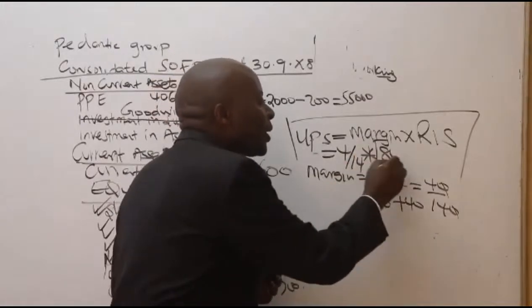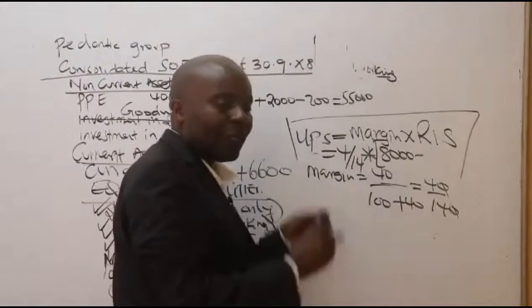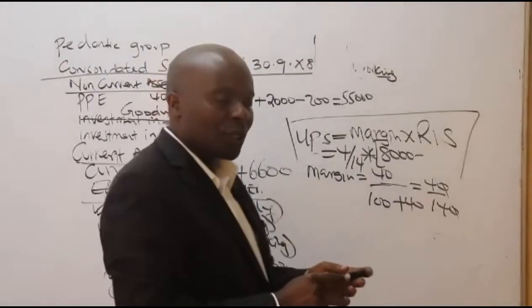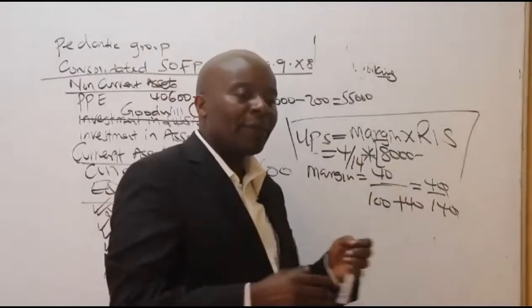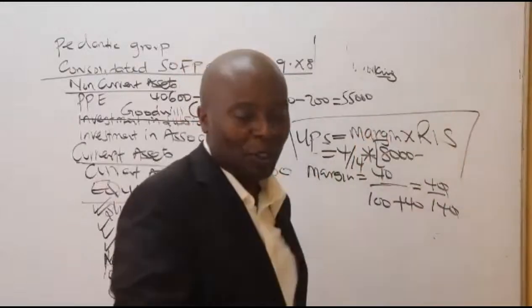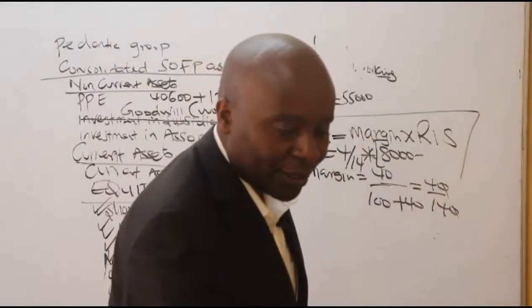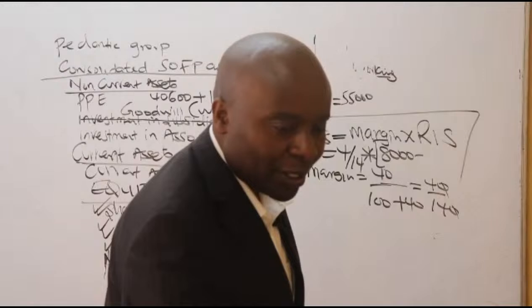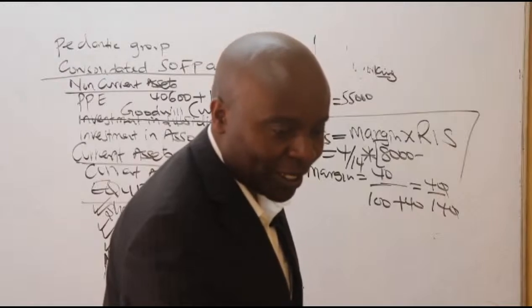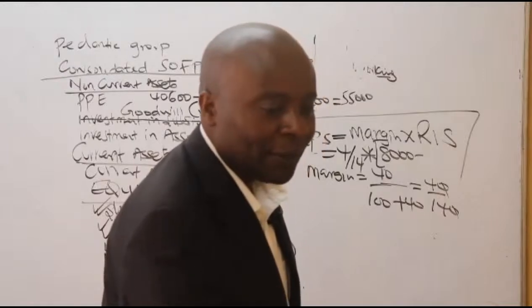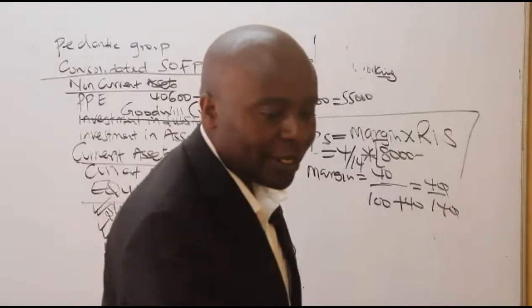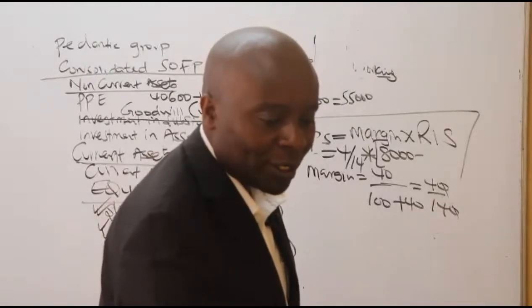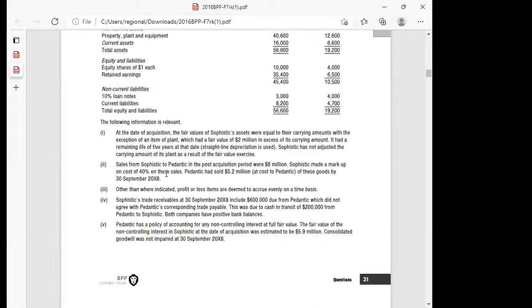Remember this guy's intra sales were 8,000. But by the time we were doing this financial statement, the company Pedantic that had bought them had been able to sell some of them. And we were told, ladies and gentlemen, that they sold. Crispin, I've seen your question. It's quite an easy one. I'll be able to answer you right now. Now, ladies and gentlemen, if you look at this, they are telling us Pedantic had sold 5,200 worth of goods.